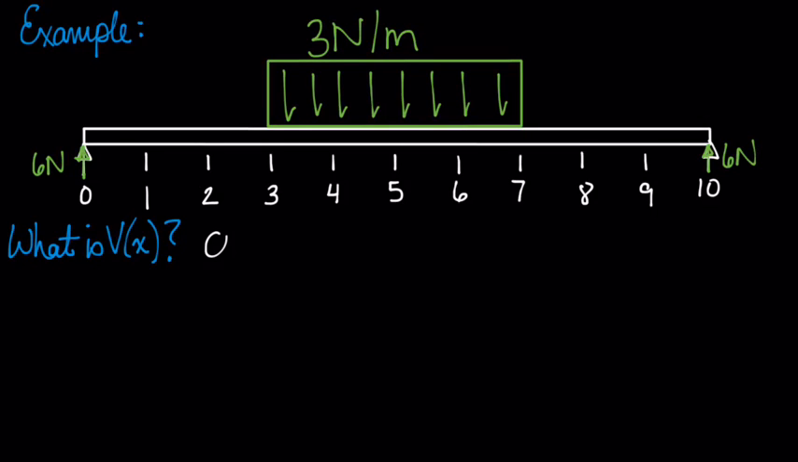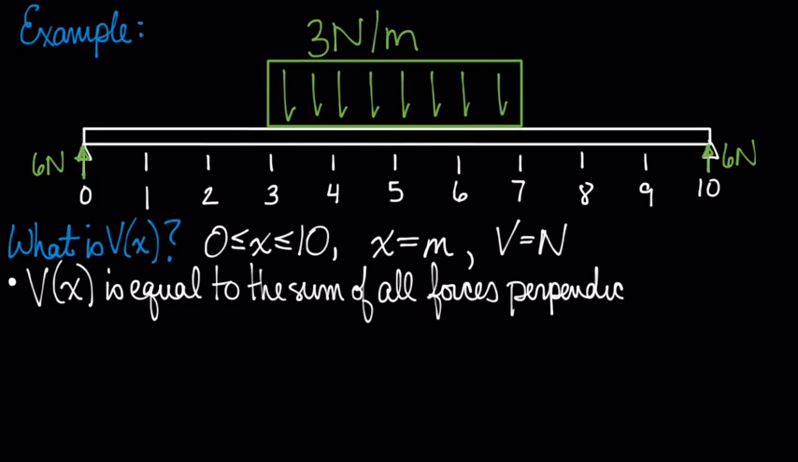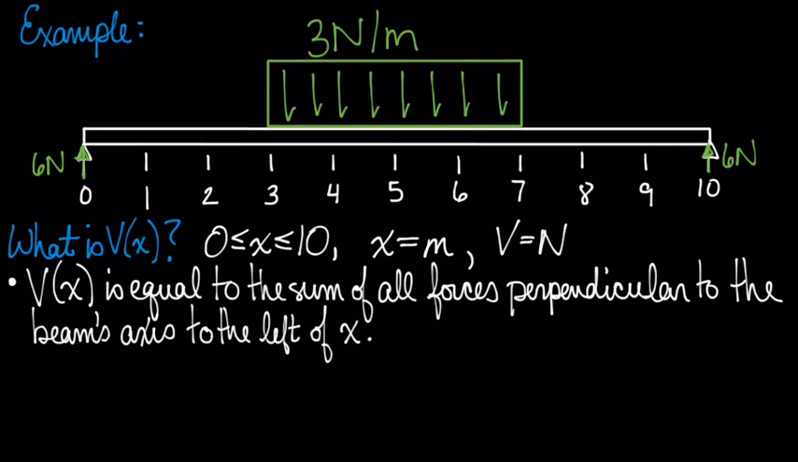And so I want to know what V of X is. A couple of notes. X is between 0 and 10, right? That's the domain. The units for X are going to be meters, and the units for shear are going to be in newtons. It's a force. Now V of X is defined to be the sum of all forces perpendicular to the beam's axis to the left of X. What that means is, if X equals 2, I'm only looking at forces to the left. I'm only looking at this single force. If X equals 8, I need to look at all of these forces as well as this point force over here.